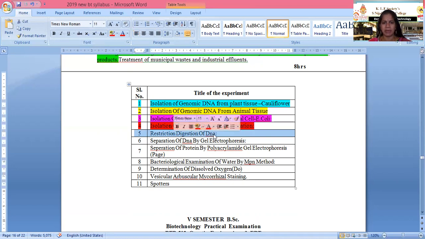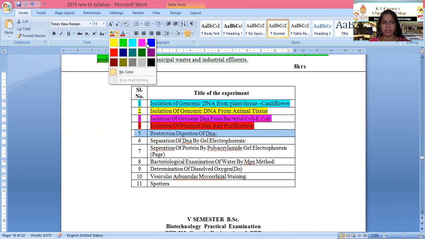Here I have written DNA in small letters. It's a typing error. You should write that as capital letters. Restriction digestion of DNA.